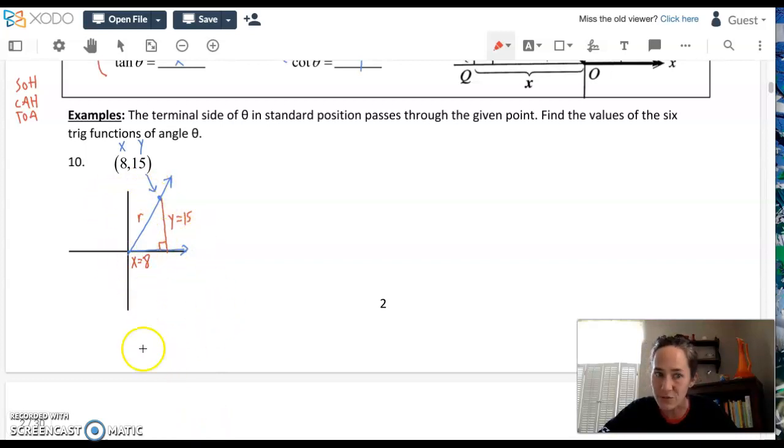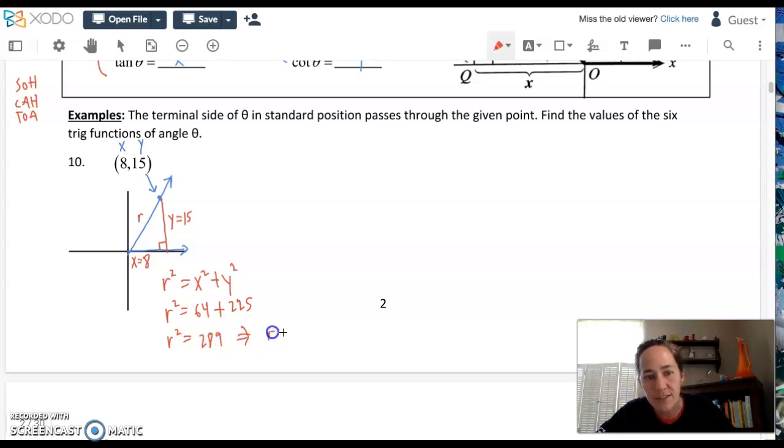So let's do a little side work underneath. Let's use Pythagorean theorem. R squared is always going to equal x squared plus y squared. So r squared equals, well, 8 squared, 64, plus 15 squared, 225, to get a total r squared of 289. And we square root to get 17.